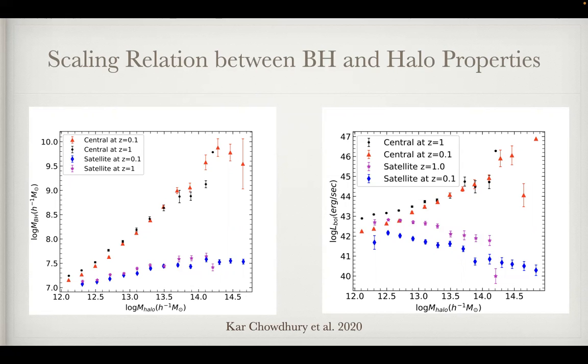And we do not see any redshift evolution for this correlation for either the central or the satellite black hole population. Now, in the right panel, we see the correlation between the black hole bolometric luminosity and their host halo mass. Here also we see that the central black hole bolometric luminosity is increasing with its host halo mass, but we see a gradual decrement for the bolometric luminosity of the satellite black hole population with its host halo mass. And here again, we do not see any redshift evolution of this correlation.